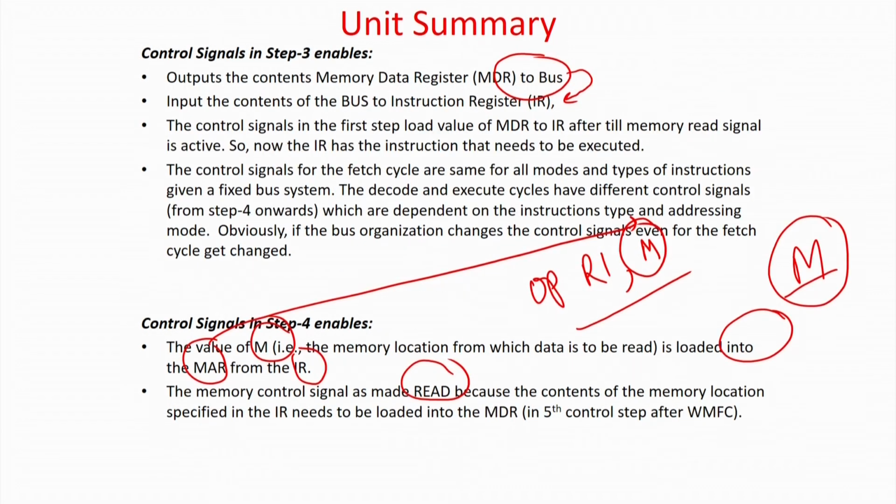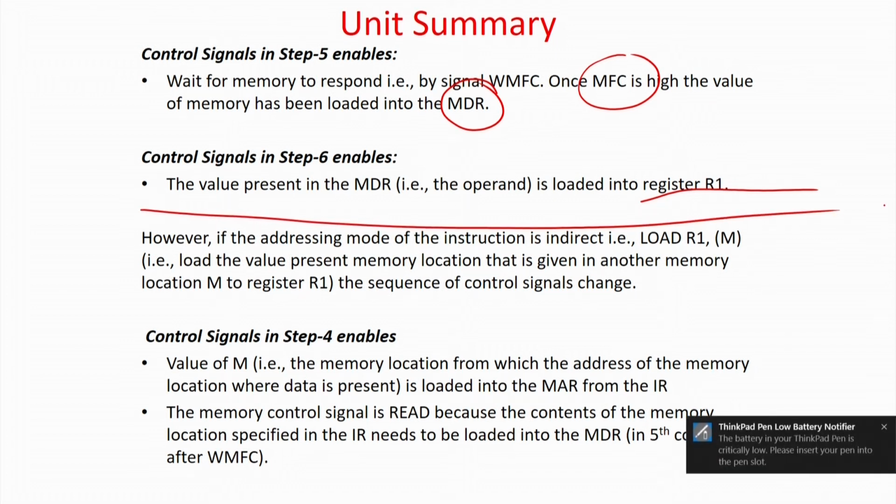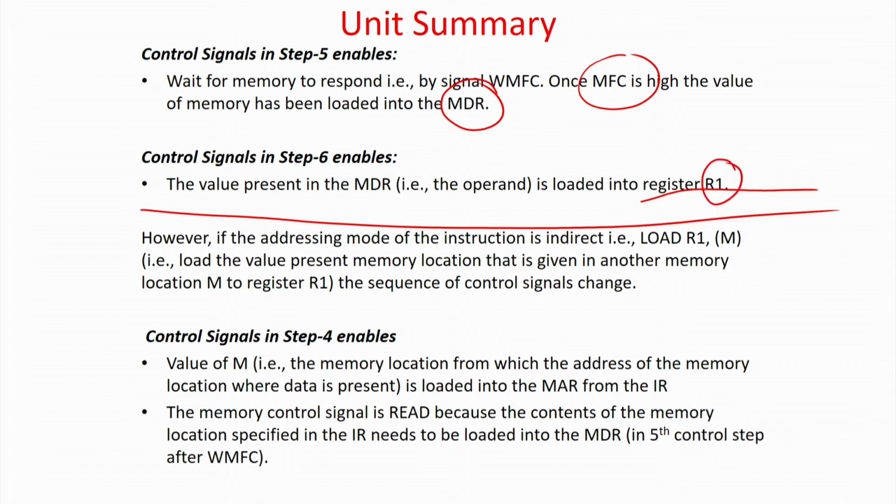Once the memory is ready, the operand in M will be loaded into the memory data register, and in the last step, that is the 6th stage, you will transfer the value of the memory data register, which is now the operand, to some register or to the accumulator or to any other point where you want it to be. In fact, these 6 steps are required in case of a direct mode of addressing, that is the operand is available in the memory location M.